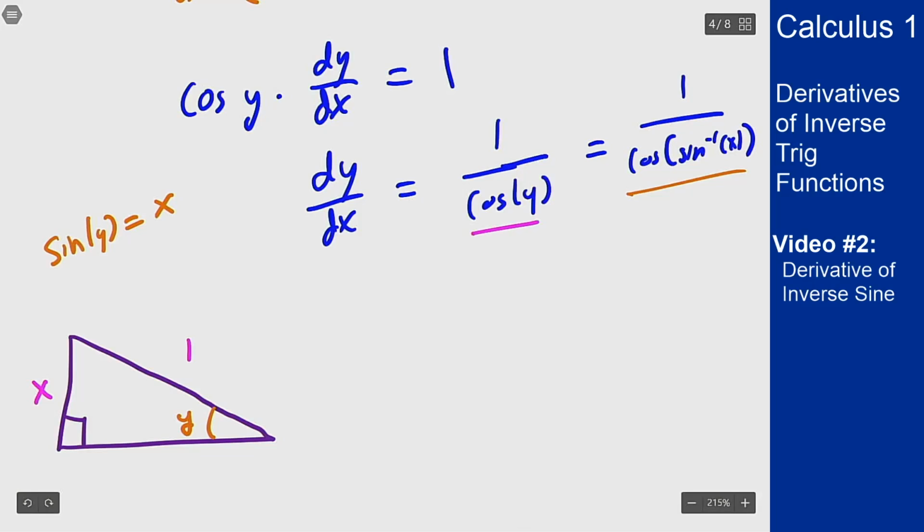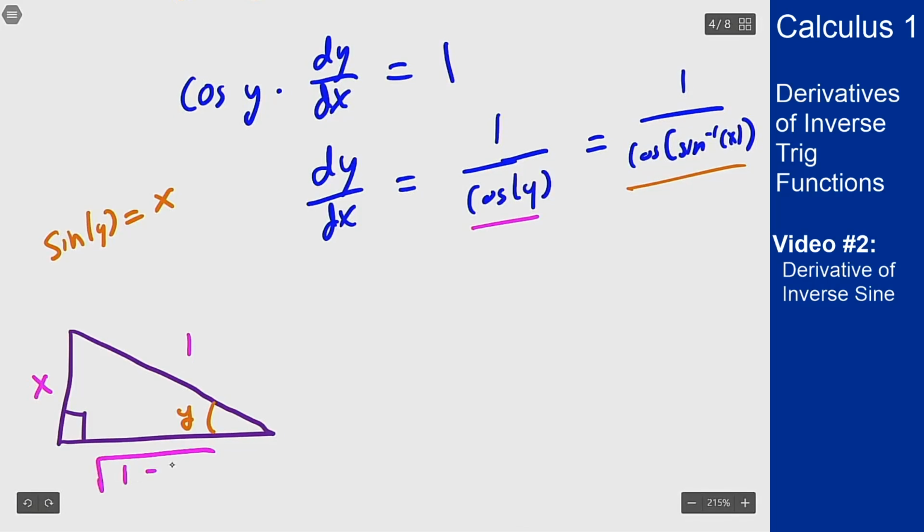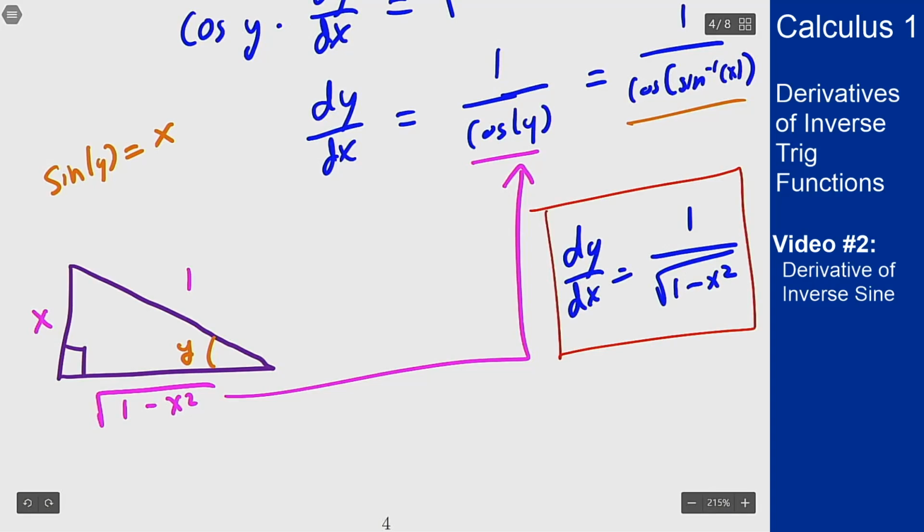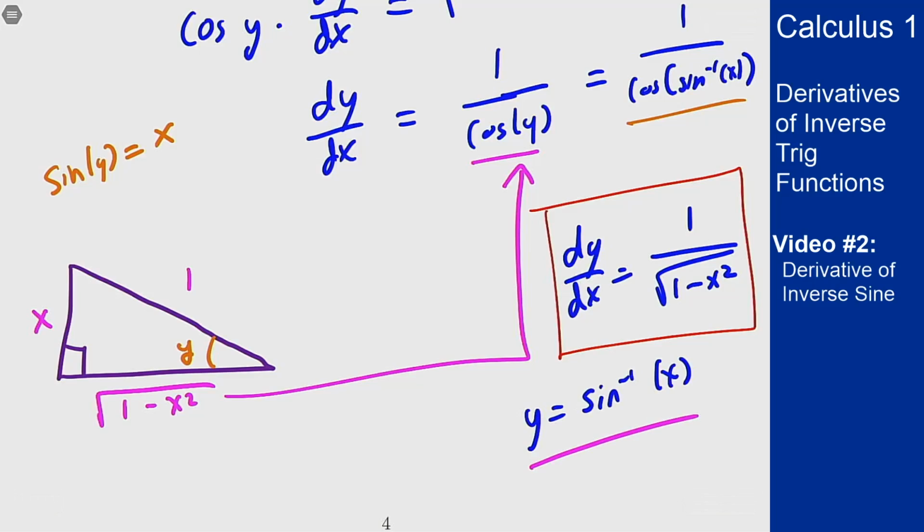Now, I need to find cosine of y. For cosine, I need the third side, and the third side here, by the Pythagorean theorem, is the square root of 1 minus x squared. I can now put that in to get that dy/dx is 1 over the square root of 1 minus x squared. You could also use that cosine is the square root of 1 minus sine squared to get there, but this triangle way works even better for seeing how to simplify this. So for inverse sine, the derivative that I get is 1 over root 1 minus x squared.